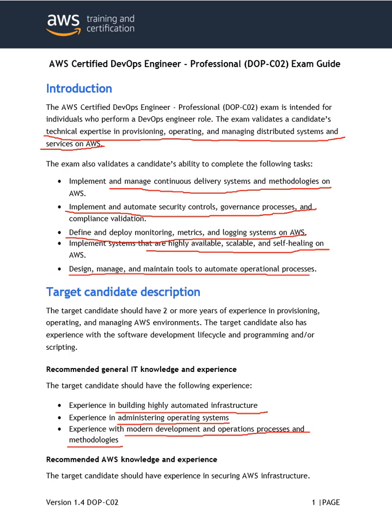It also validates implementing and automating security controls, governance processes, and compliance validation. It also checks the knowledge of the candidate for defining and deploying monitoring systems, metrics, and logging systems on AWS. Implement systems that are highly available, scalable, and self-healing on AWS. It also checks knowledge on designing, managing, and maintaining tools to automate operational processes.